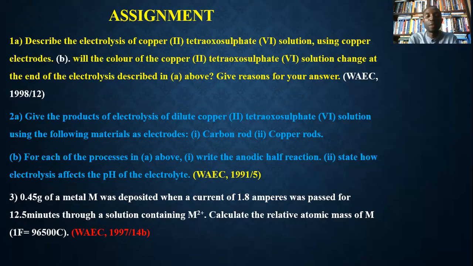And finally, 0.45 gram of a metal M was deposited when a current of 1.8 amperes was passed for 12.5 minutes through a solution containing M2+. Calculate the relative atomic mass of M. This is WAEC question 1997, number 14B.